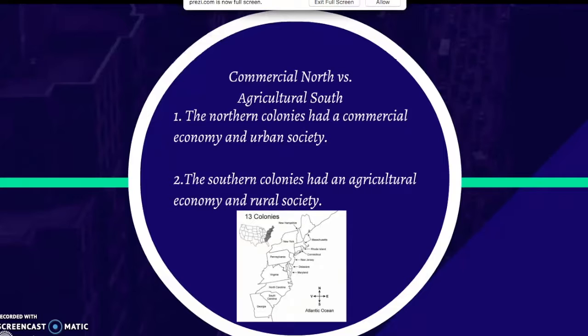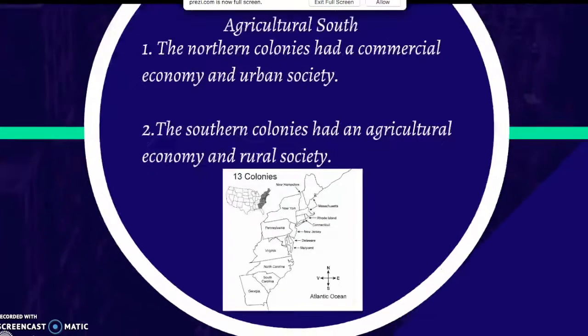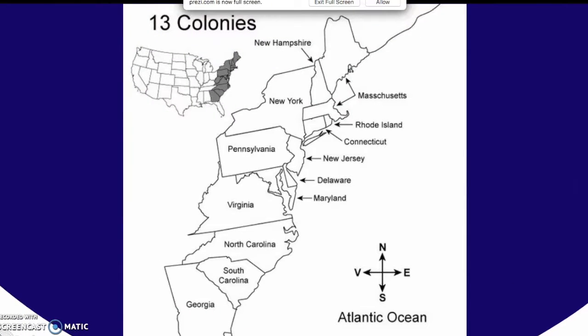Basically, the road to independence starts with the differences between the northern and southern colonies. In the north, there was a commercial economy and an urban society. In the south, there was an agricultural economy and a rural society. Those differences started to make the colonies very unique and very different.